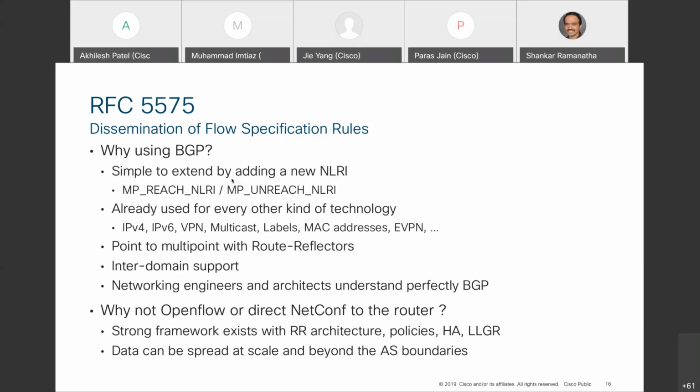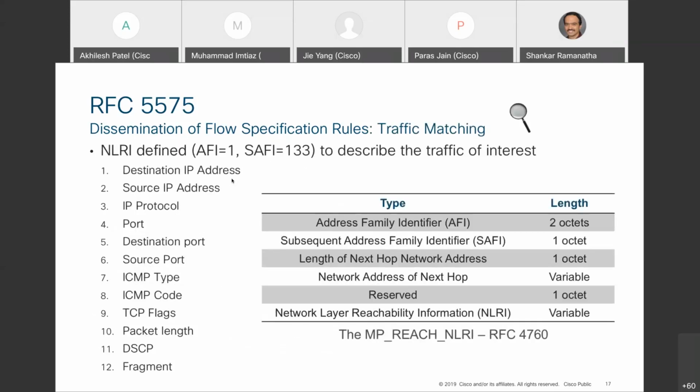And then why don't we use OpenFlow or a direct network, right? First of all, like I mentioned, we have the strong framework that already exists with the route reflector architecture. We have all this configured already in most of the network. And then we can actually cross the AS boundaries as well. With BGP FlowSpec, if we don't use BGP and use, for example, IGP, you will be confined within a boundary and so on. And IGP has its own limitations as well.